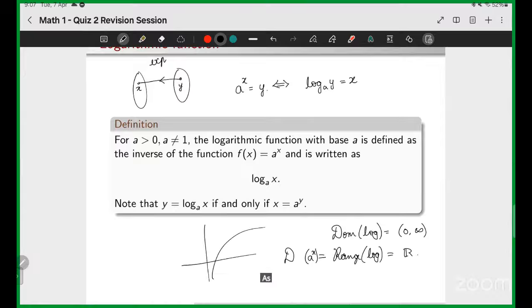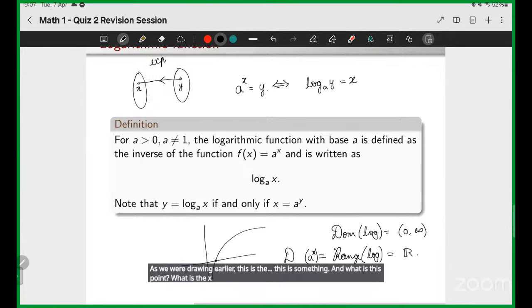As we were drawing earlier, this is something like this. And what is this point? What is the x-intercept? That is 1, 0.